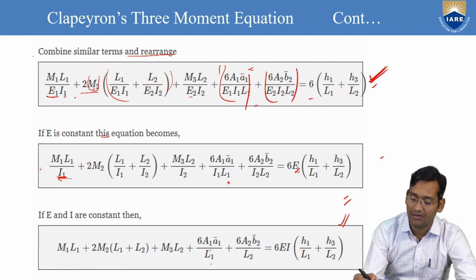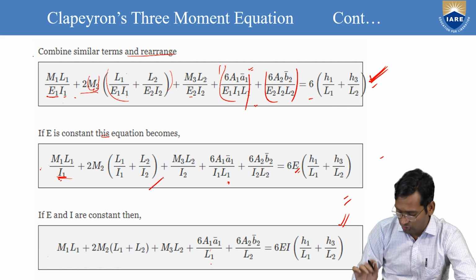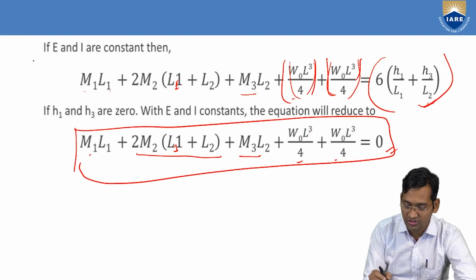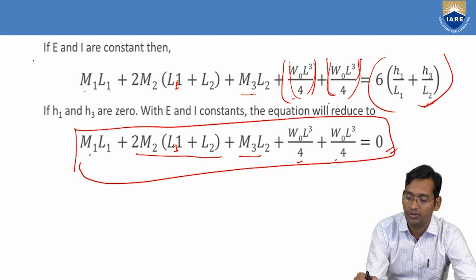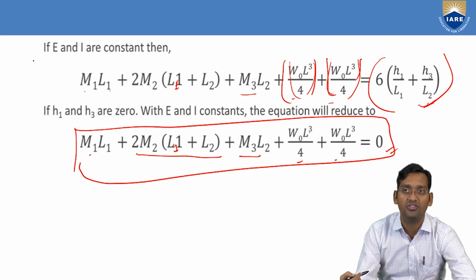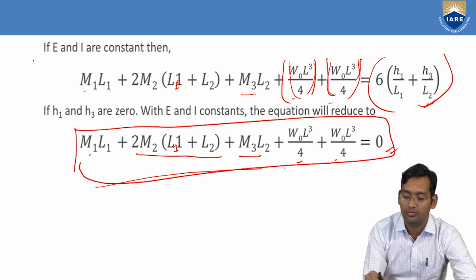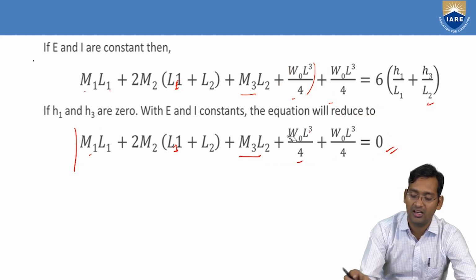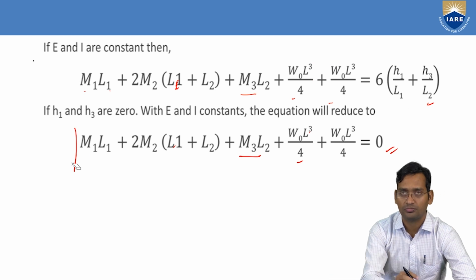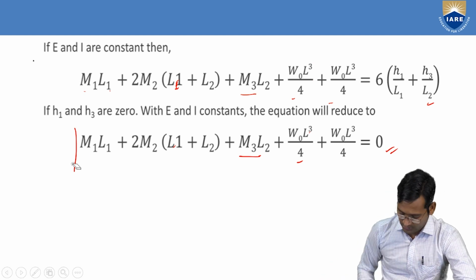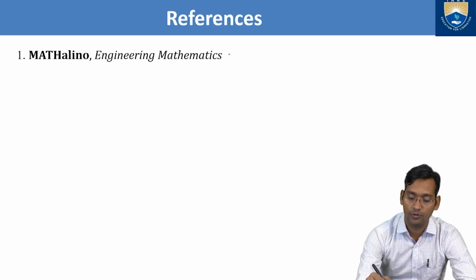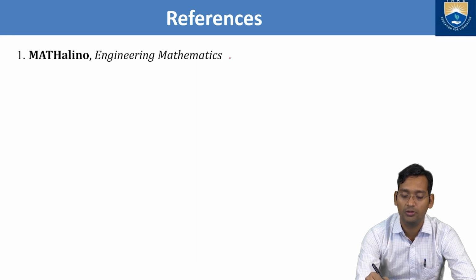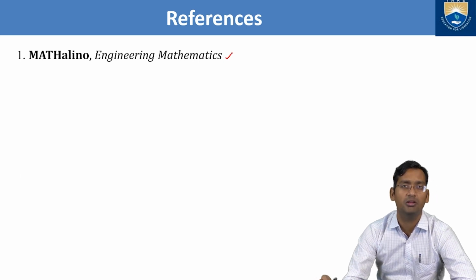Right? Next, after substituting, again you can take E and I constant. After taking E and I constant, this will be the equation. And for the settling process, this will be there. Why? Because H1 and H3 become equal to 0. Okay. So for this question, you can just refer to engineering mathematics. There you can find the derivation and all.